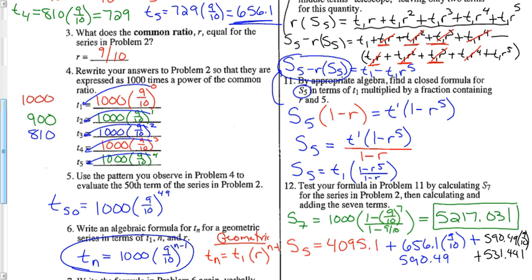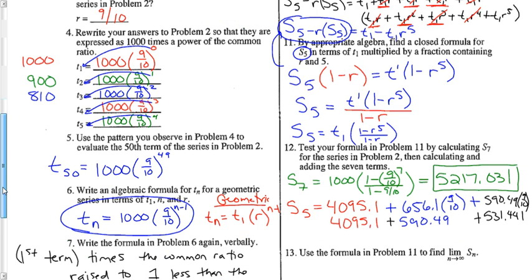And when you calculate that out, we get 531.441. So ultimately, what we want to do is add our 5th partial sum, which we had already calculated, plus the next 2 terms, 590.49 plus 531.441, add those up, and I get the same thing, 5,217.031, which is what I wanted.